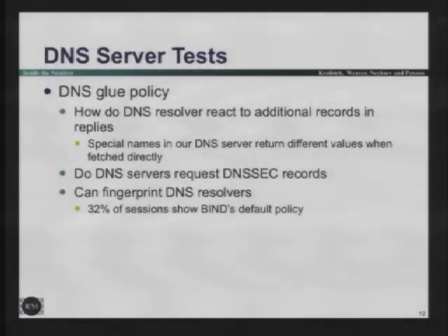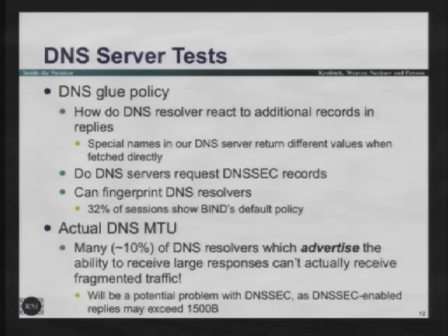So we're able to fingerprint DNS resolvers based on glue policy. A lot of BIND out there, or at least BIND's default policies. This is a problem. About 10% of the DNS resolvers that advertise the ability to receive large responses can't, because they're behind some firewall that can't handle fragments. This is worrisome for DNSSEC because people are going to want to push larger and larger amounts of data, and you can easily start kissing that UDP fragmentation limit.